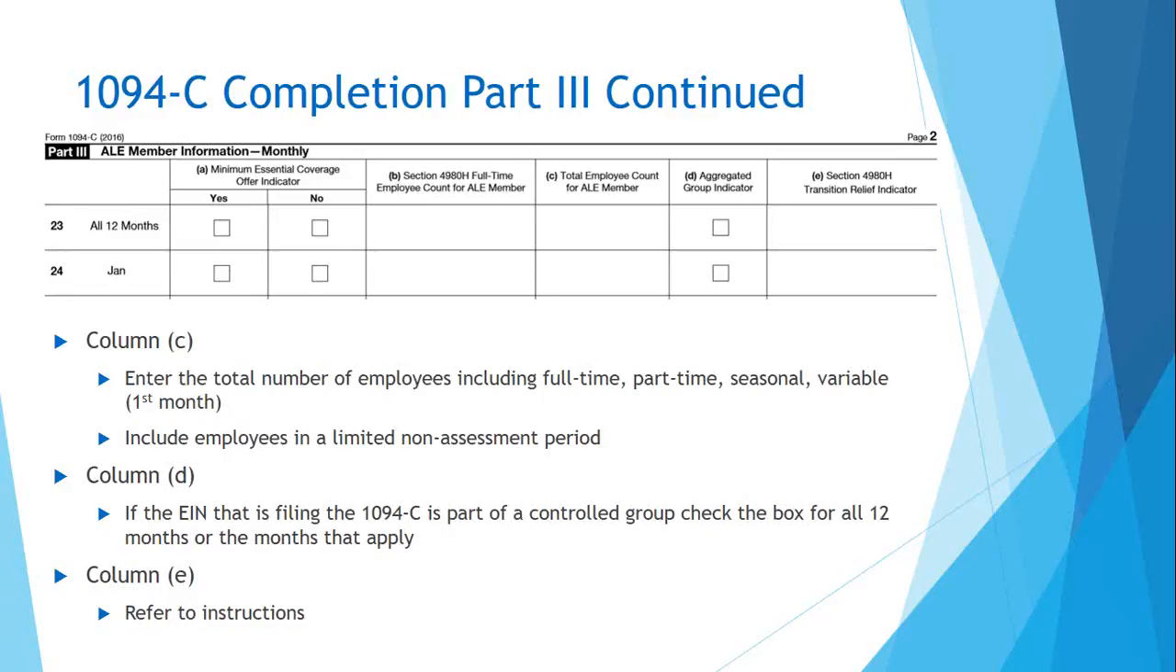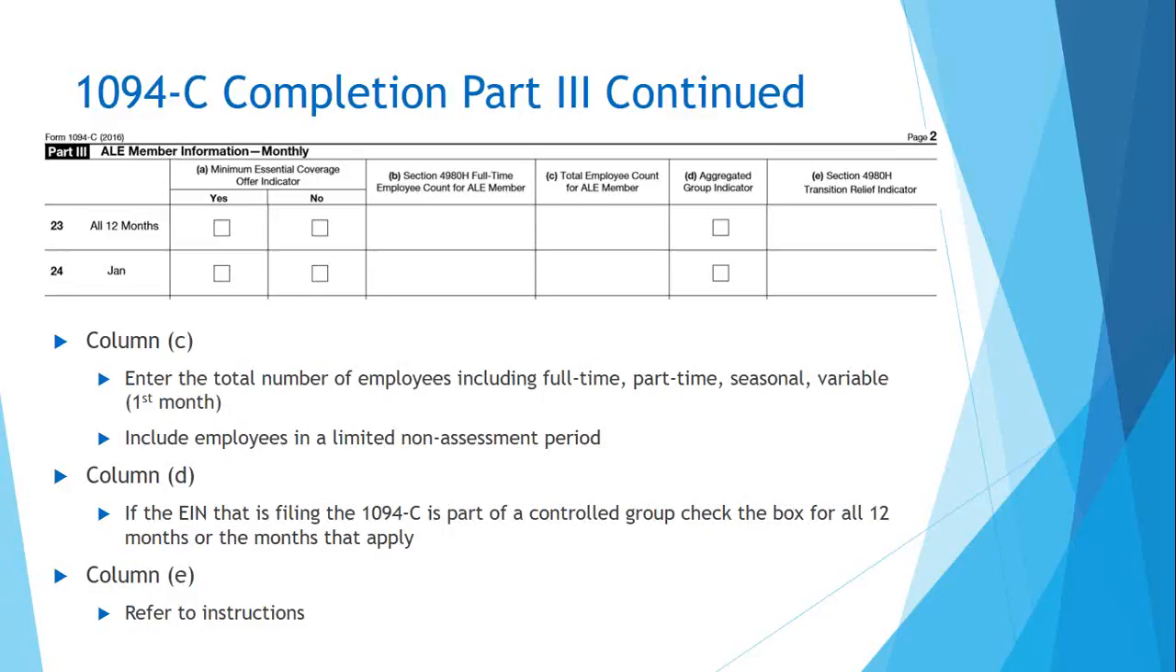There's a few different dates that you can choose from. Most software companies have already done this for you and have selected the first of the month. So it's a total number of employees employed by you on the first of every single month, including full-time, part-time, seasonal, variable hour employees. So that full-time employee hired in January that was in a limited non-assessment period, we couldn't count in column B. If they were hired on the 1st of January, we're going to count them in column C. If they were hired on January 5th, they're still not part of column C because they were not employed by you on the 1st of the month.